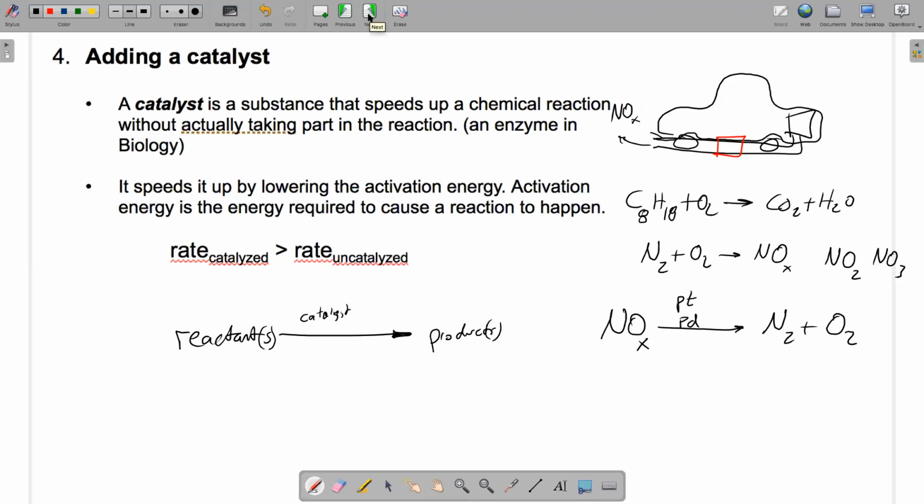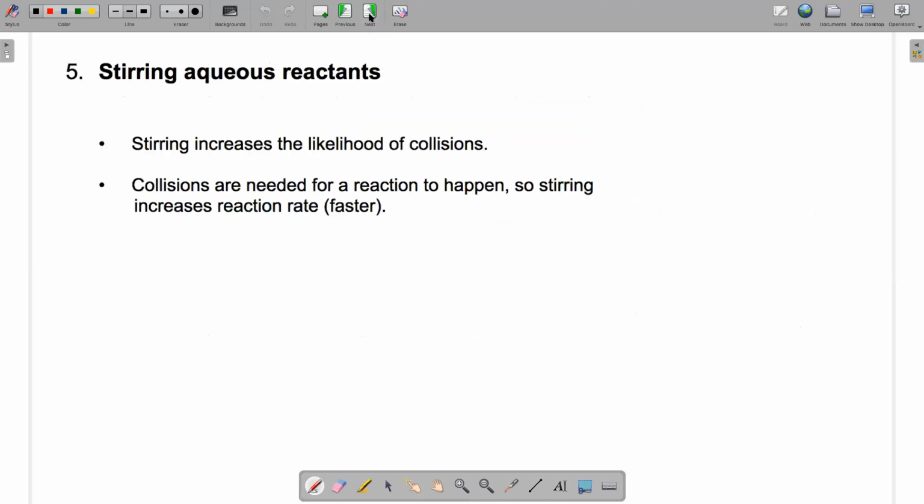In the lab tomorrow, catalysis is not going to be a thing. But you'll see what we're going to do in the lab. Another thing is just stirring. So in a reaction, here's an example. I'll use that sodium chloride and barium sulfate example again.